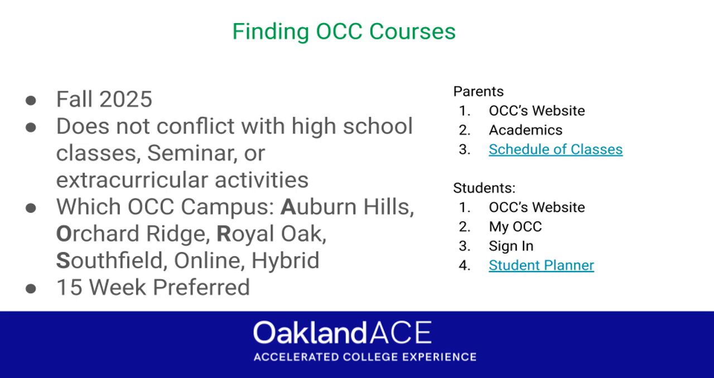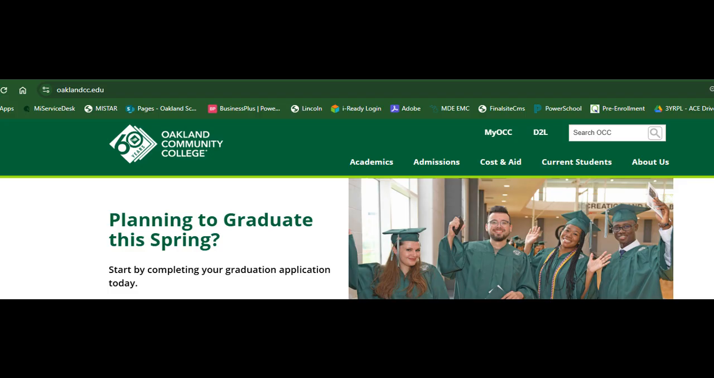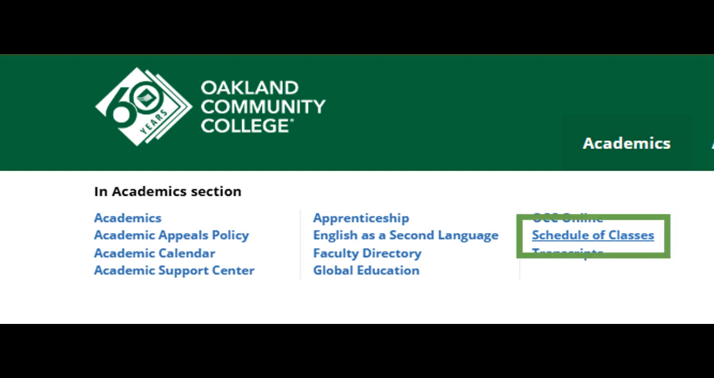When you select OCC courses, you're looking for fall 2025 courses that do not conflict with your high school classes, seminars, or extracurricular activities. If you're a parent or guardian on this meeting without your student, you're going to go to OCC's website, navigate to Academics, then choose Schedule of Classes. This is also linked in our presentation chat.